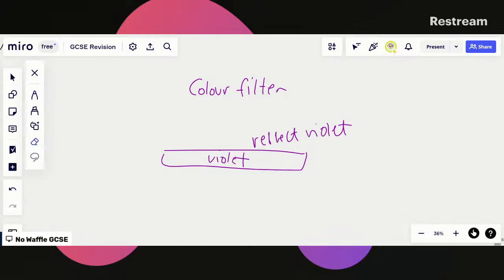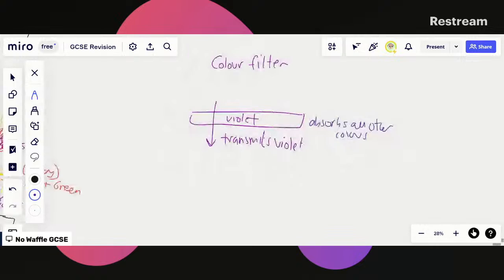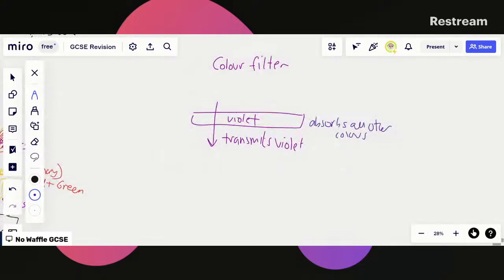So in this case, when we're talking about filters, these are partially translucent. That means it allows transmission. So it transmits the color violet, and it absorbs all of the other colors. And as it transmits the color violet, everything you see will then have a violet frame on it. If this filter was red, then it will only transmit red, and the rest will be absorbed.